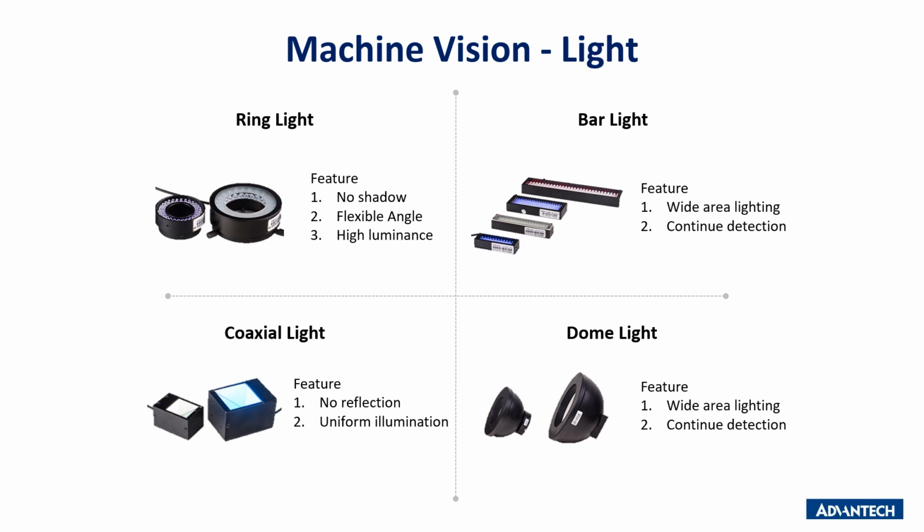Finally is dome light. This kind of light will send 360-degree light. Therefore, it can build a uniform image. Suitable for curved item detection.